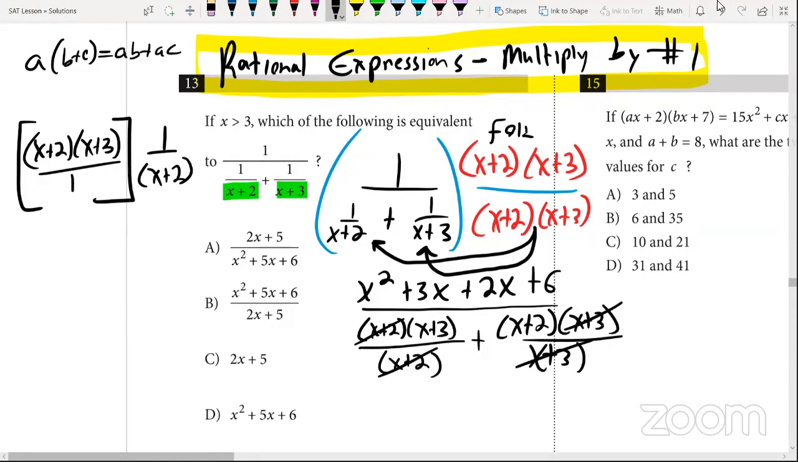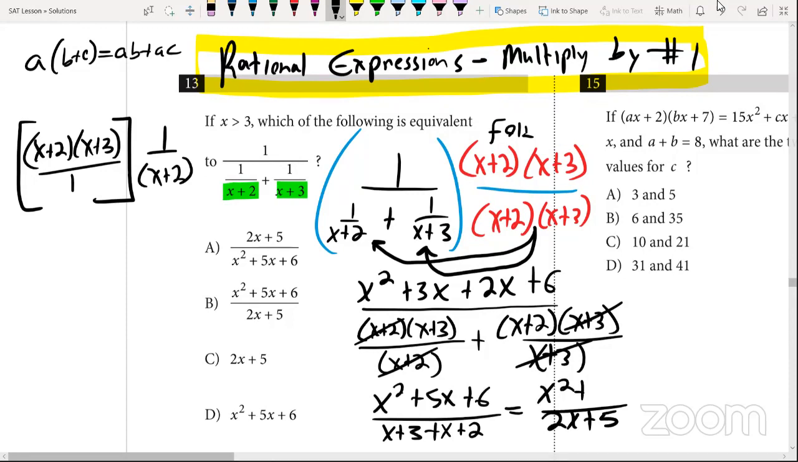So simplifying everything, we have x squared plus 5x plus 6 on the numerator and x plus 3 plus x plus 2 in the denominator. So the denominator becomes 2x plus 5. And that answer is choice B for number 13. Moving on to number 14 now.